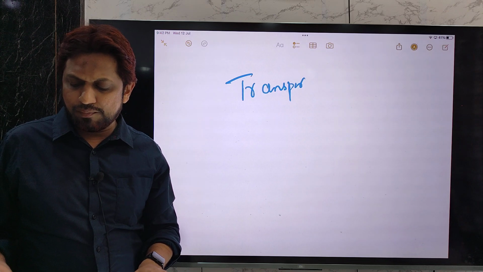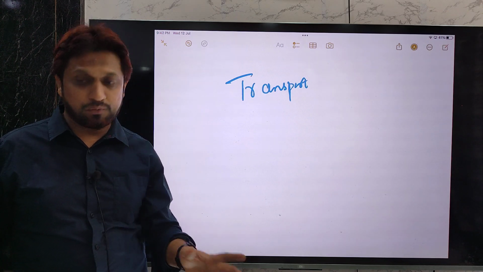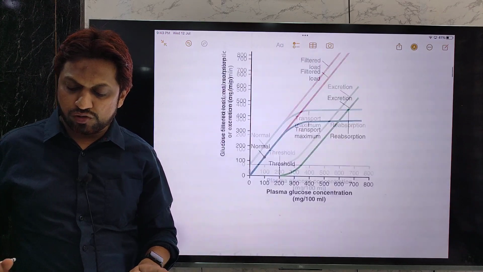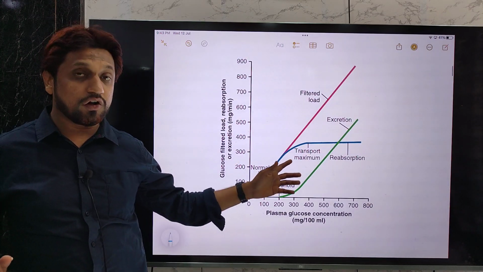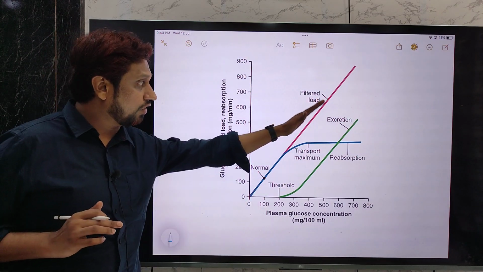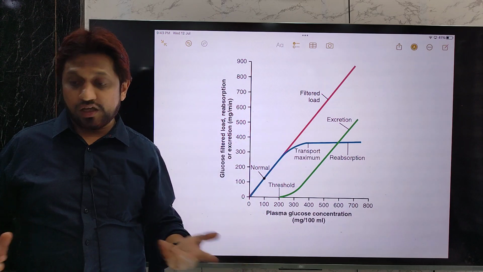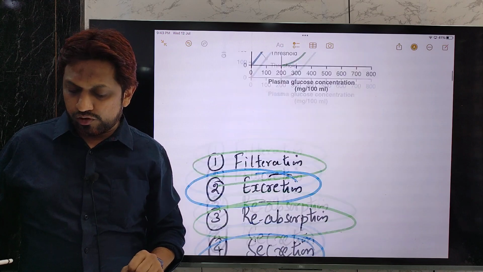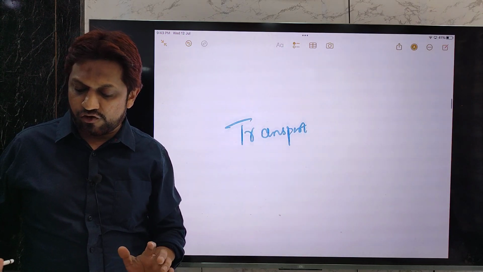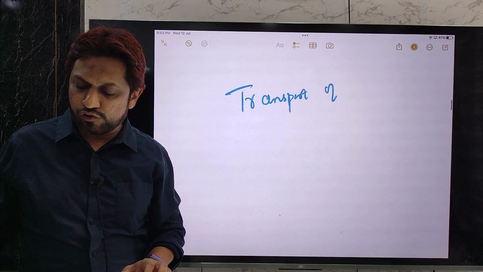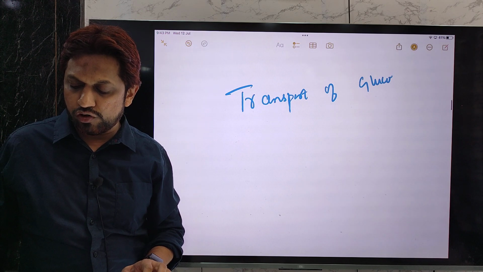Very important. Some basics about the transport of glucose, then we'll come to our main topic, the transport maximum of glucose, and this graph, because to understand this graph we should have knowledge of what filtration, excretion and reabsorption are. Now we are going to discuss how glucose is transported at the level of the nephron, that is, transport of glucose from the proximal convoluted tubule.